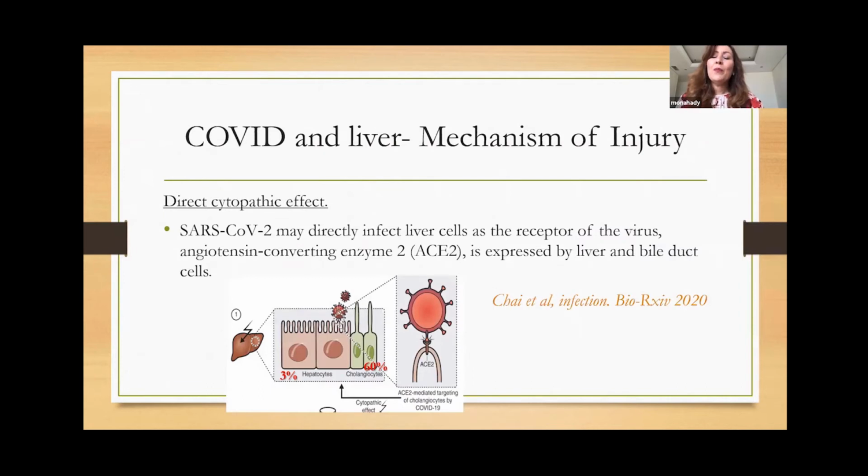The direct cytopathic effect is because, as we all know, the SARS-CoV-2 receptors are the ACE2 receptors, or angiotensin-converting enzyme 2 receptors. Studies have demonstrated the presence of these receptors in 3% of hepatocytes and up to 60% of cholangiocytes. So they are both a target for COVID, and specifically the cholangiocytes. Next.